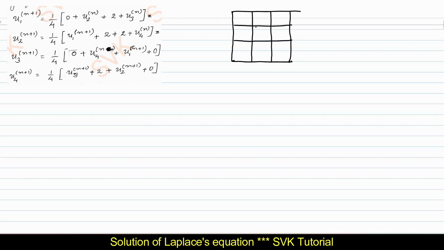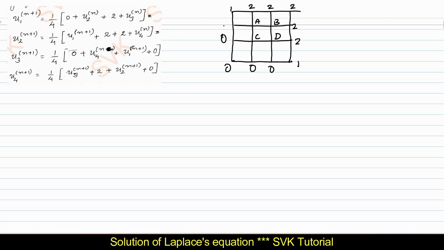This is the mesh they have given. For my convenience, instead of u1, u2, u3, u4, I will name these A, B, C, D. I am going to find the A, B, C, D values. The boundary values they have given are 1, 2, 2, 2, 2, 2, 1. The rest of the values are 0.